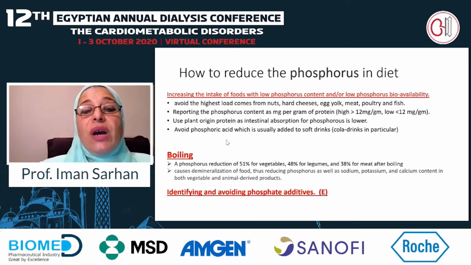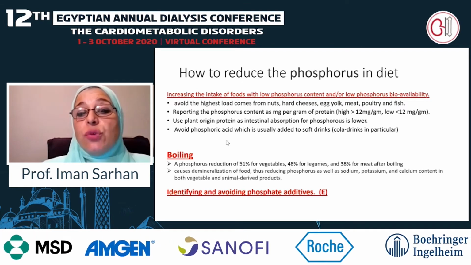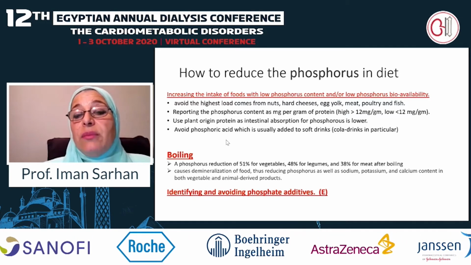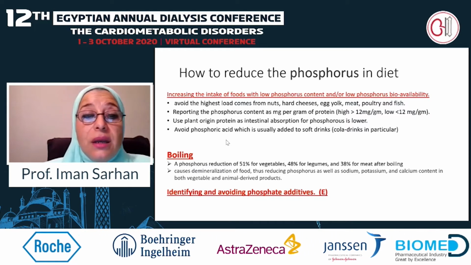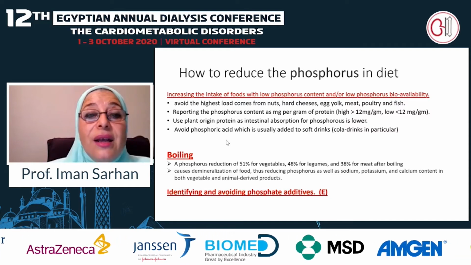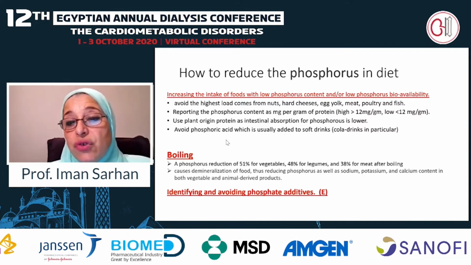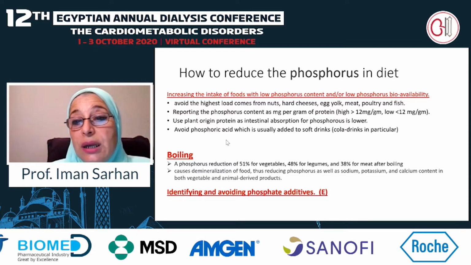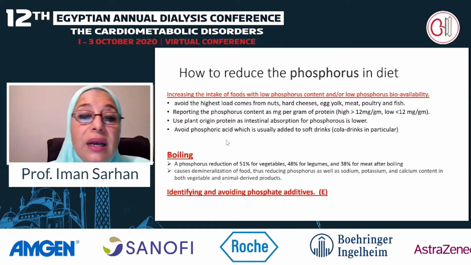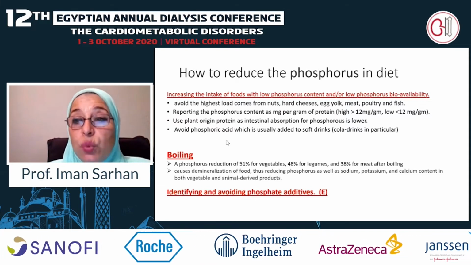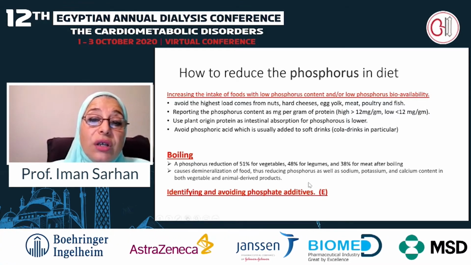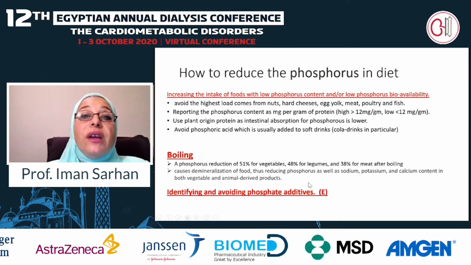البويلنج بيقلل 51% من الفوسفورس في الفيجيتابل، 48% من الفوسفورس اللي في الليجن، 38% من الفوسفورس اللي في الميت. يهمني بقى ان العيان ما يشربش الشوربه بعد كده لان غالبا هيبقى فيها الفوسفورس اللي نزل. فده بنعمل حاجه اسمها مينراليزيشن بتاع الفود، وده بيقلل شويه الفوسفورس والبوتاسيوم والكالسيوم. يعني دي واي اني اقلل اكتر حاجه موجوده بالنسبه لنا يبقى dangerous. الحاجه الثانيه identify and avoid the phosphate addition which is very important.